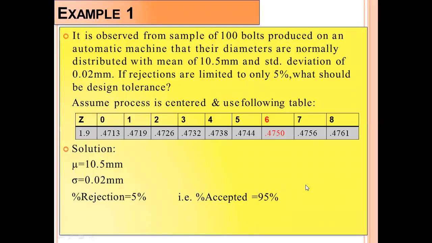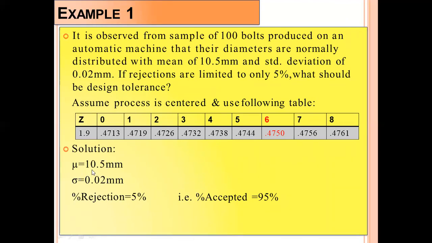Next is an example for it, so we will see one example. It is observed from a sample of 100 bolts produced on an automatic machine that their diameters are normally distributed with a mean of 10.5 mm and a standard deviation of 0.02 mm. If the rejections are limited to only 5%, what will be the design tolerances? Assume the process is centered and use the following table. So this is the table value for Z. I told you why the Z chart is required: conversion of a normal random variable x into the standard variable Z will require this.